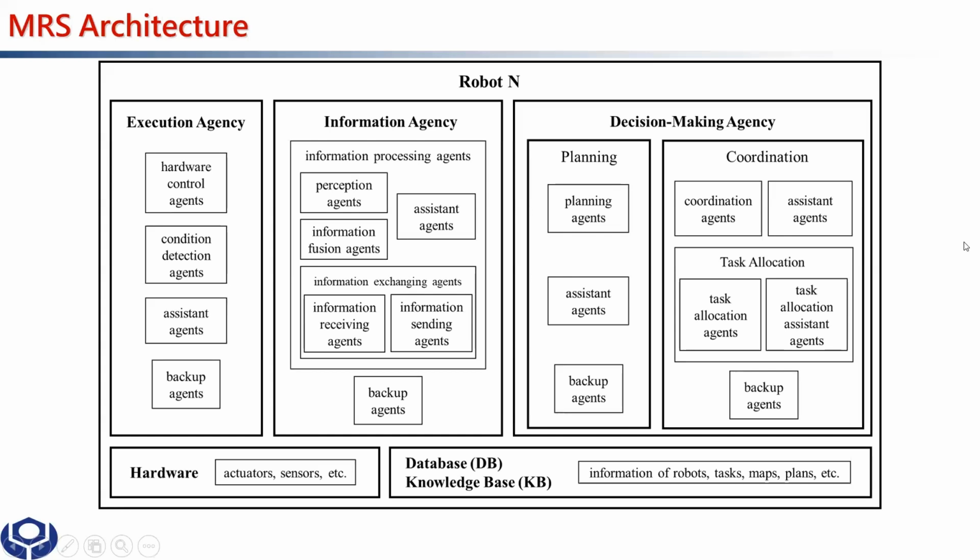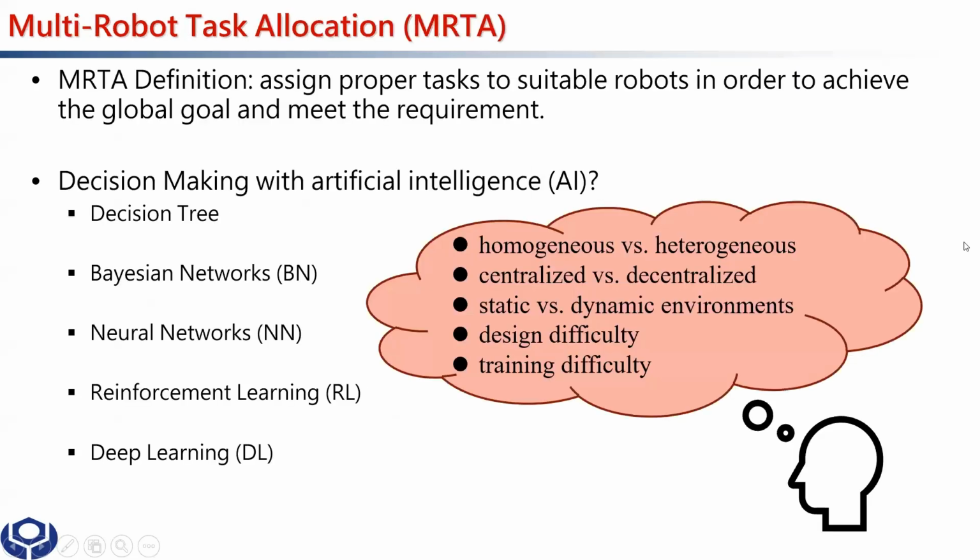So this is how we control multiple robots in a team, with many programs, not just one, and all of them are running at the same time. That's how we control multiple robots. In my research, I focus on multi-robot task allocation. It means we have to assign tasks to robots to achieve a global goal and meet the requirements or constraints.